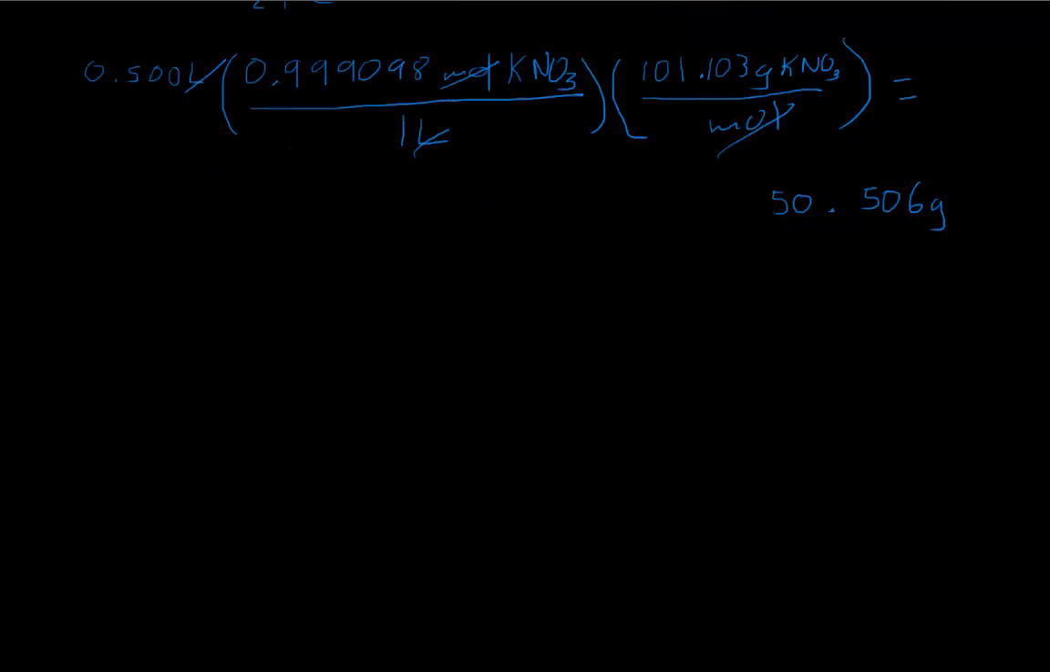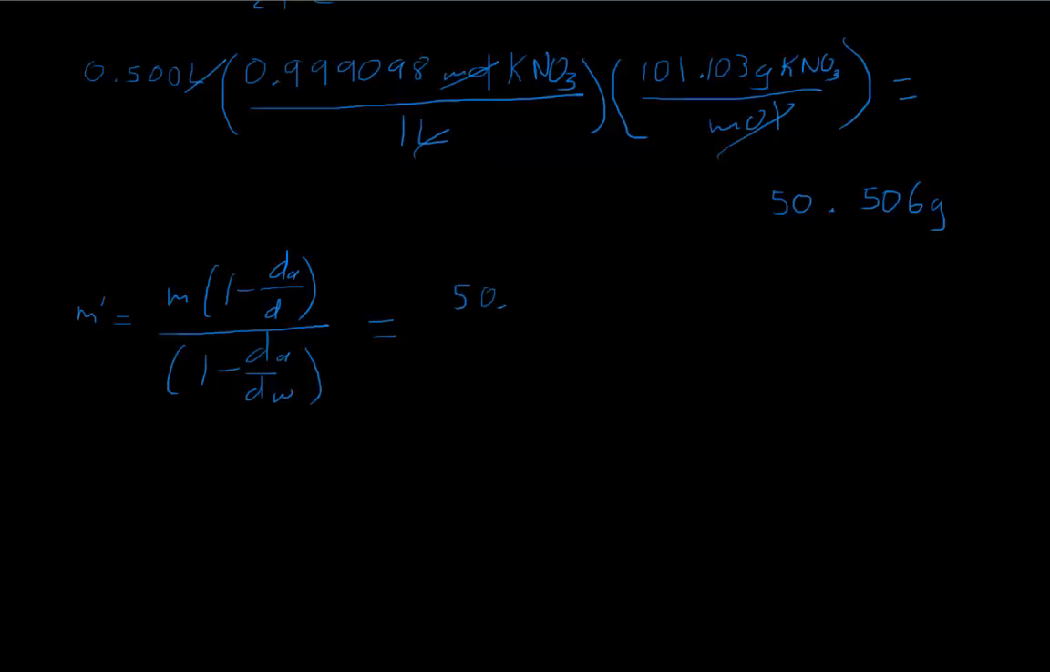I now want to know, well, what will the balance actually read if I'm weighing out that amount? So I'm going to solve the buoyancy equation for m prime. So m prime is equal to m times 1 minus the density of air divided by the density of the potassium nitrate divided by the quantity 1 minus the density of air divided by the density of the calibration weight. And so we know what all those numbers are, so we just plug them in.